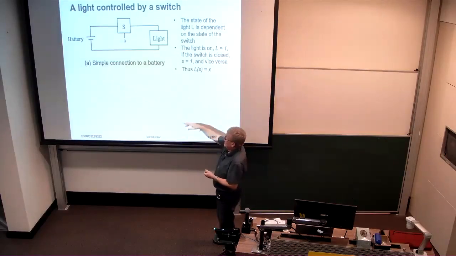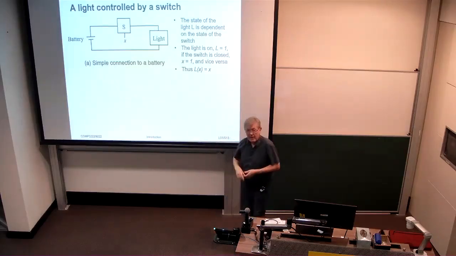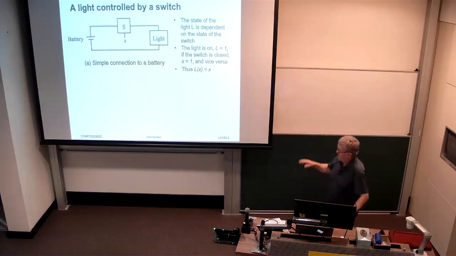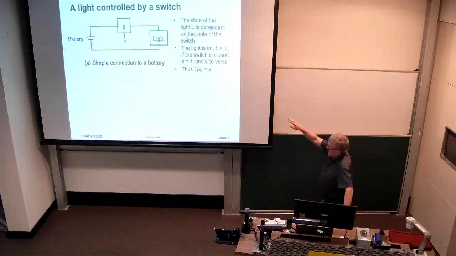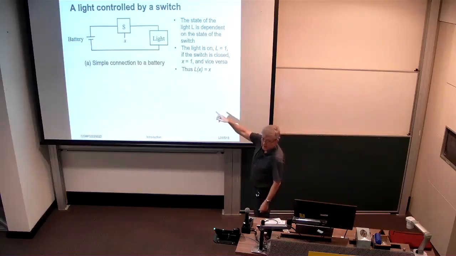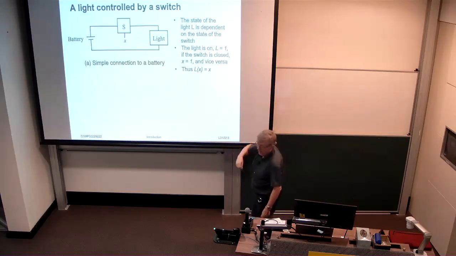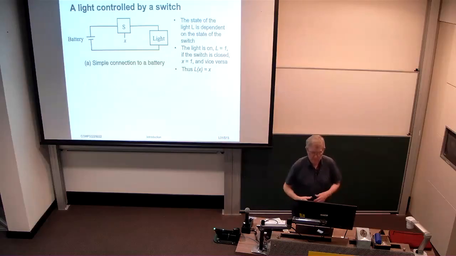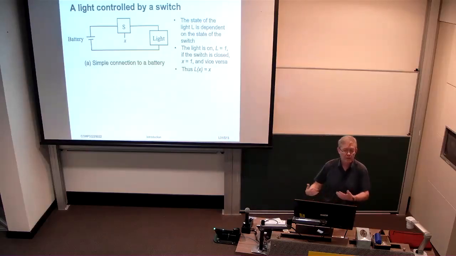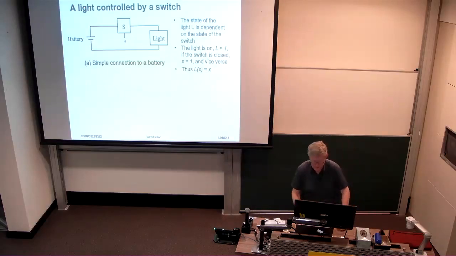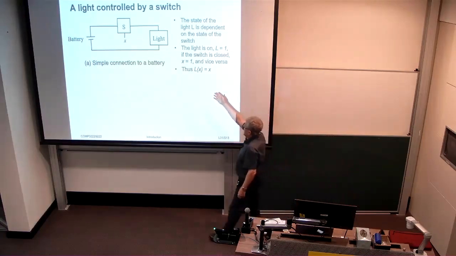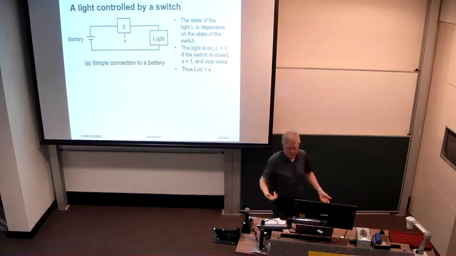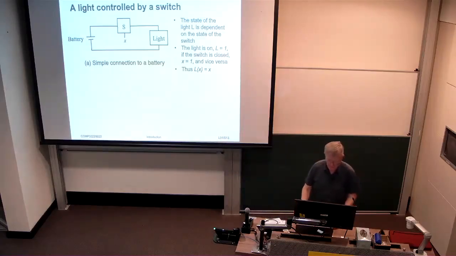It's 0, and therefore the light would be off. But if x is 1, there would be a closed circuit between the battery and the light at the top, so you'd have some positive voltage there, and 0 at the bottom, and therefore there's a potential difference across the light. It would light up. You'd get some current flowing across it. And so we can say that the state of the light is determined by x. If x is 0, the light's off, and if x is 1, the light is on.